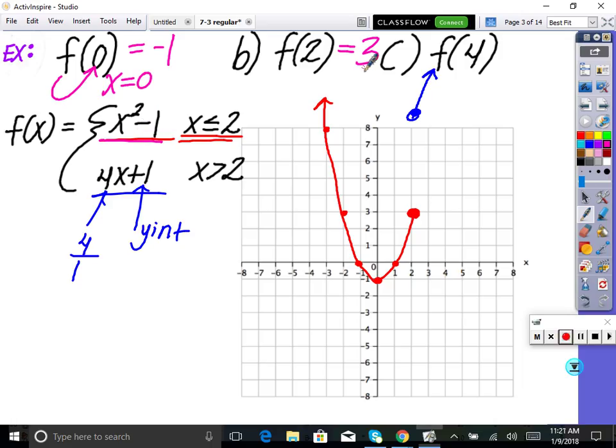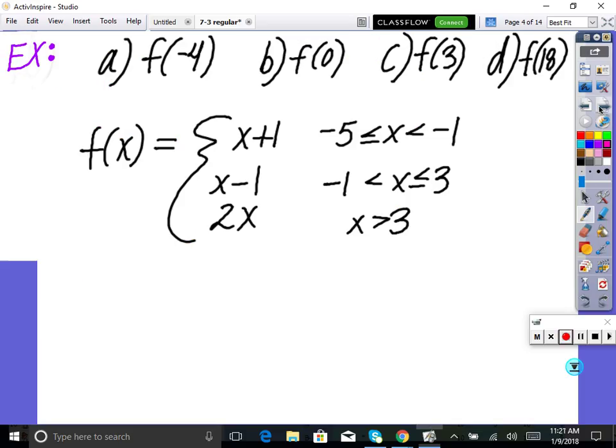Okay. Now it says, what's my function at 4? Now look, over 4, I don't know, it's somewhere up here, right? So instead, let's use the equation. Is 4 greater than 2? So I would plug it in right here. 4 times 4 is 16 plus 1 is, it would hit up at 17. Does that make sense? Okay, awesome.